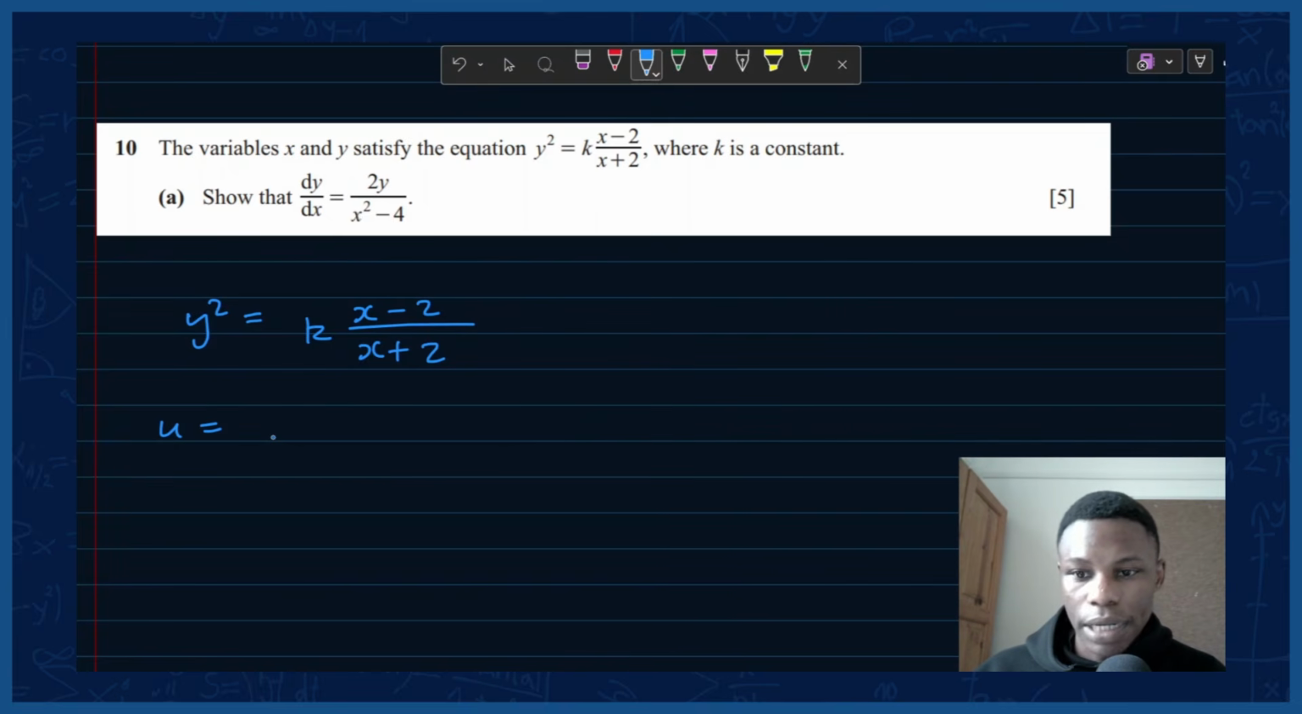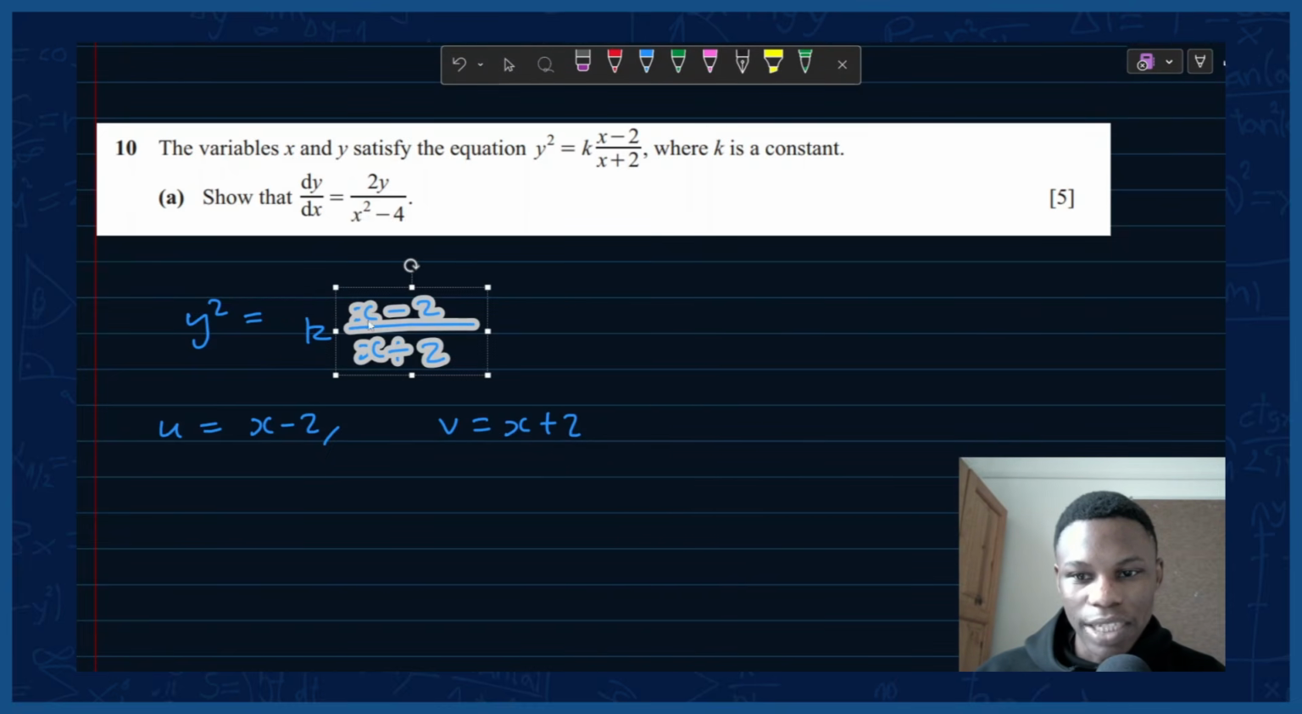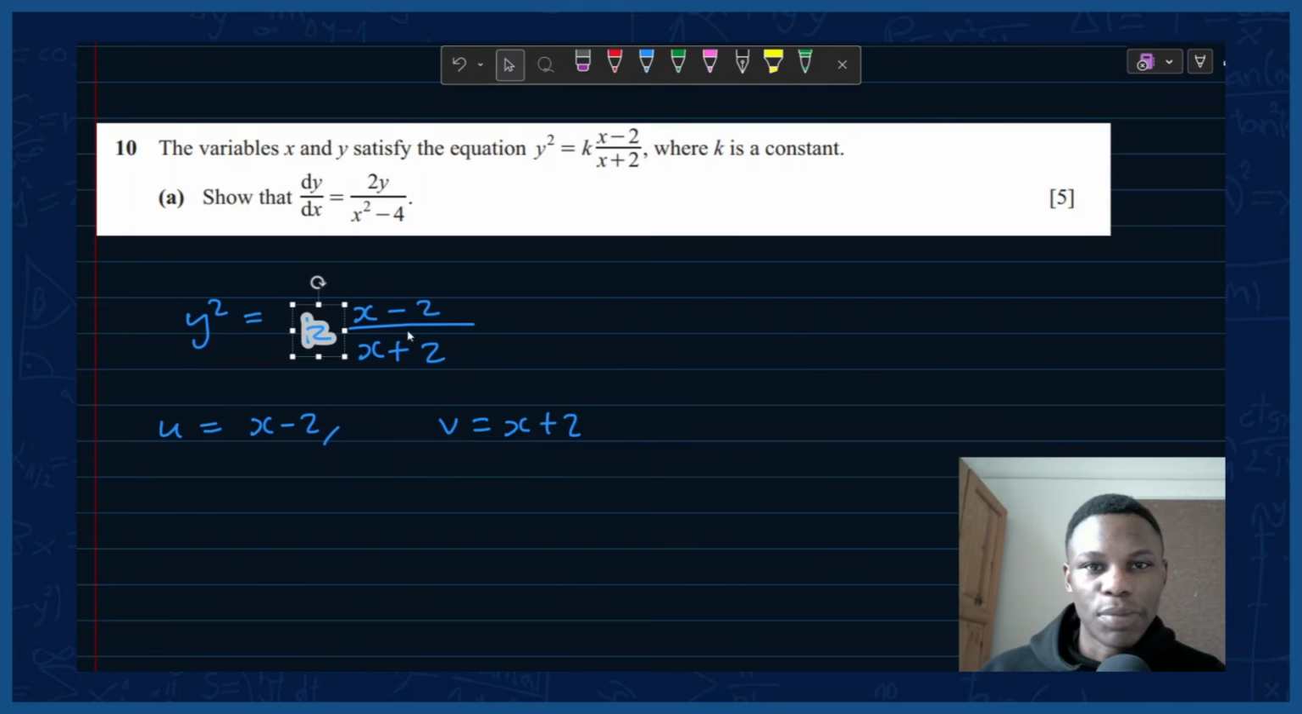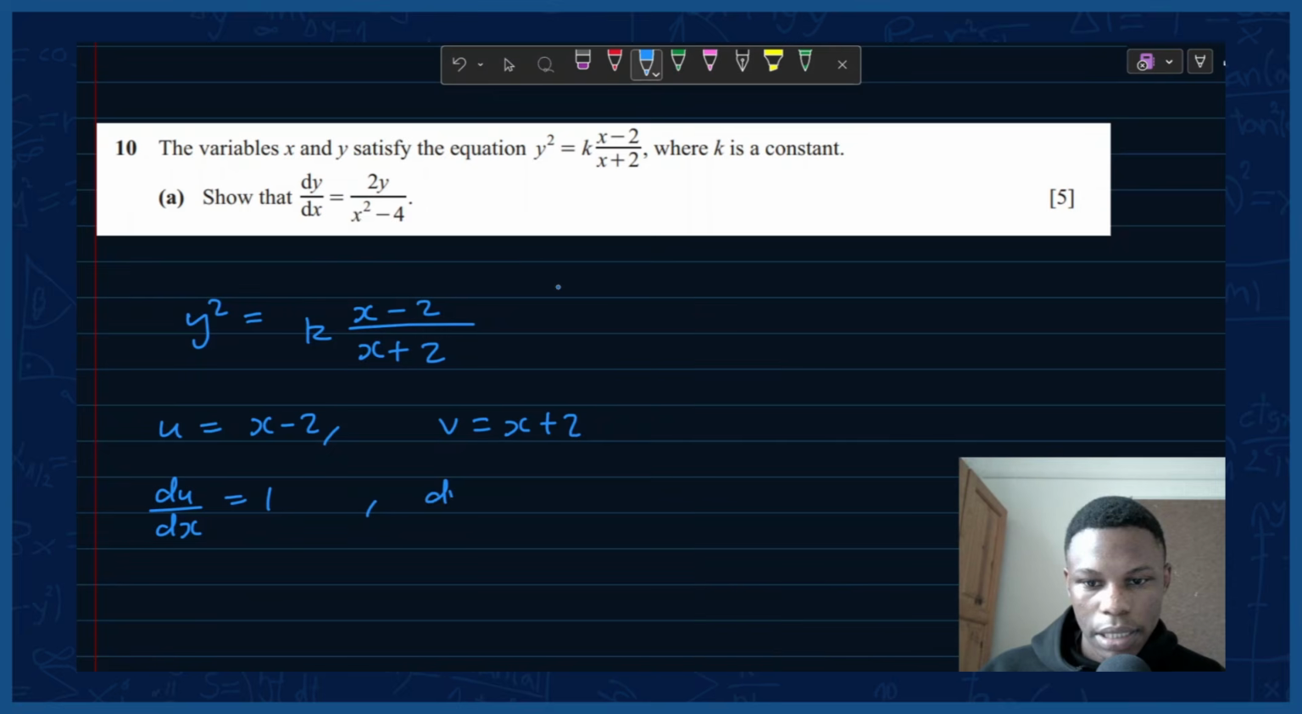For the quotient rule, I need u and v. My u is going to be x minus 2, and my v is going to be x plus 2. You can ignore the k for now. K is a constant, so it's going to multiply everything. So I'm going to differentiate this whole thing, and then I'll just have k multiplying everything. So I've got u and v, I need to differentiate. du/dx: if you differentiate x, you get 1, and minus 2 is a constant. dv/dx: you differentiate x, again you get 1, the 2 is a constant.